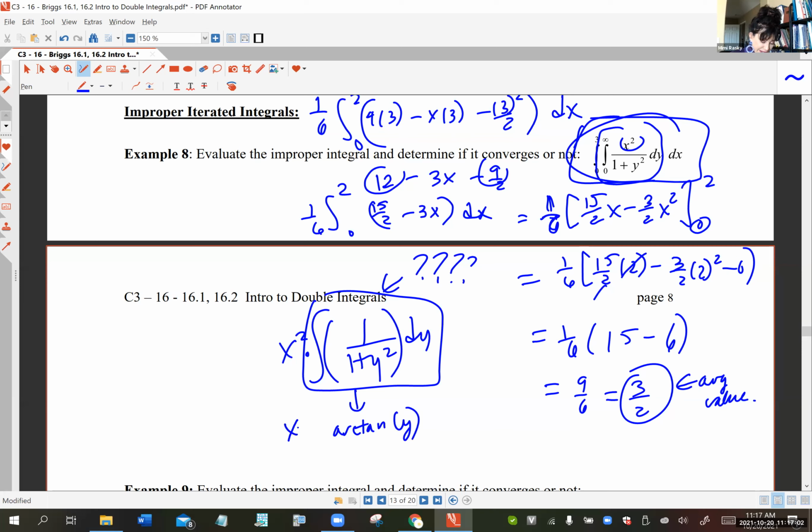Okay. And you still have an x squared out here, and we still have the outermost integral, but we're going to evaluate arctan between the limits of 0 to infinity.